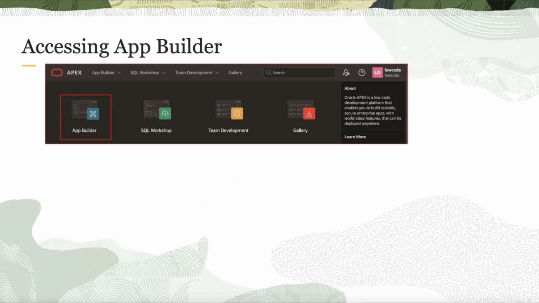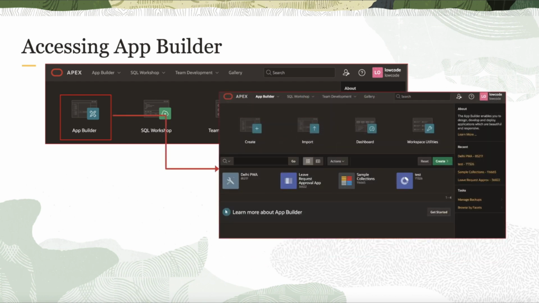Now, to create an application using Oracle Apex, you run the Create Application Wizard in the App Builder. Now, how do you access App Builder? After logging into your workspace, on the workspace homepage, you click the App Builder icon. The App Builder homepage displays all the applications installed in the current Oracle Apex instance.